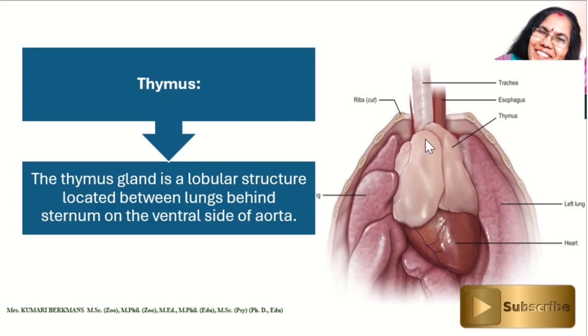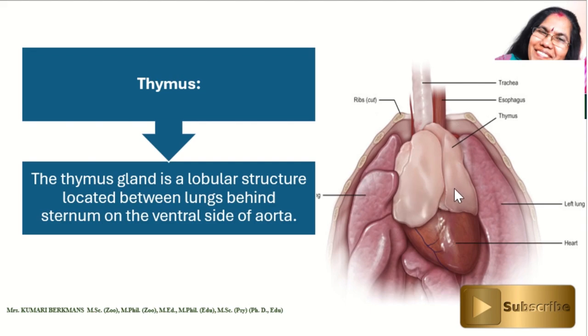See, what you are seeing here is the thymus gland. Okay, can you see this? It is tubular in structure. And how many lobes are there? Two lobes, one and two. And you can see the lungs. In between the lungs, this thymus gland is present.